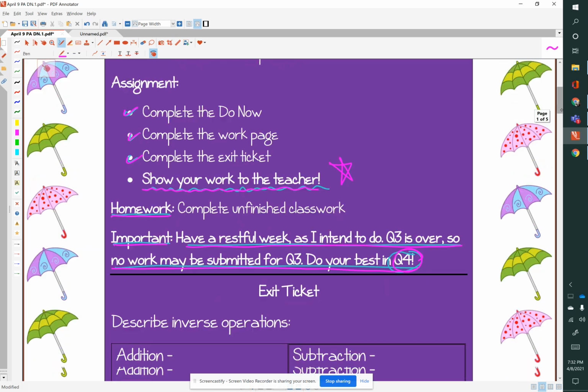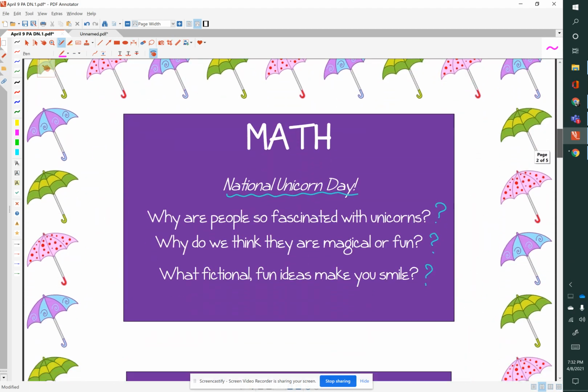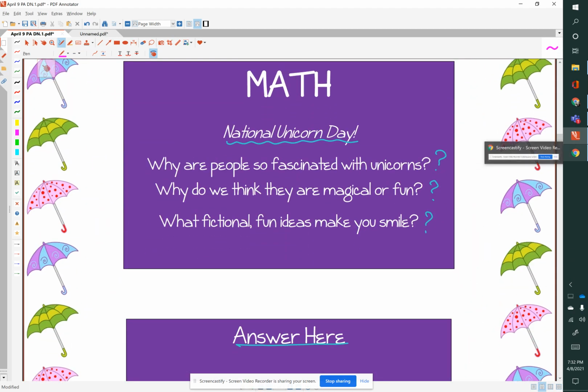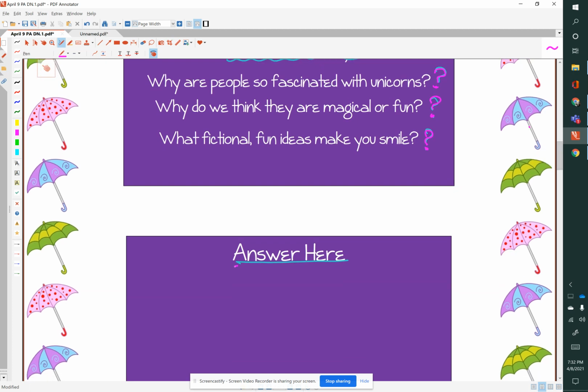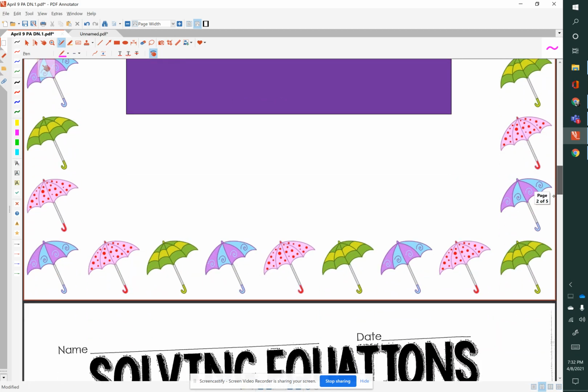Now we'll come back to our exit ticket. But first, our Do Now. Today is National Unicorn Day. Why are people so fascinated with unicorns? Why do we think they are magical or fun? Or what fictional fun ideas or fictional animals make you smile? So spend a minute and write a couple sentences there.